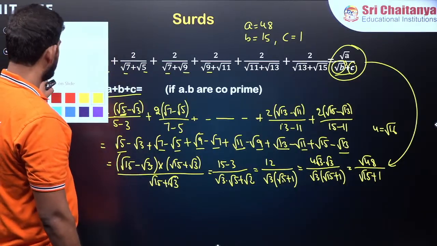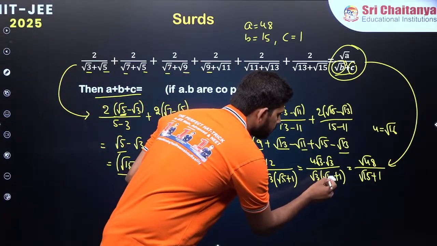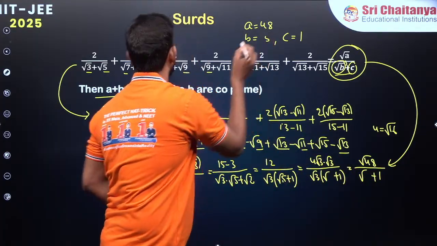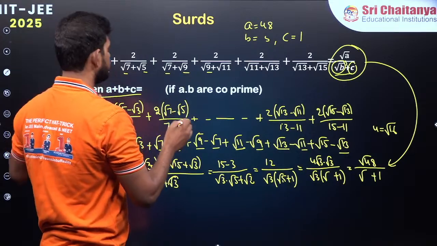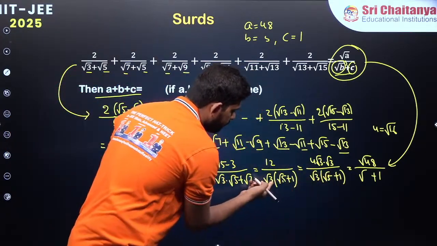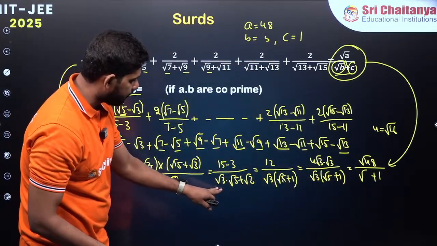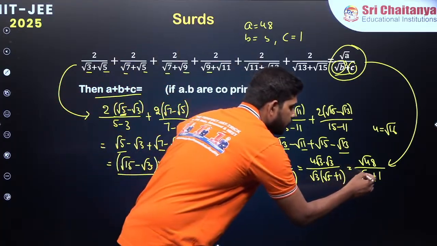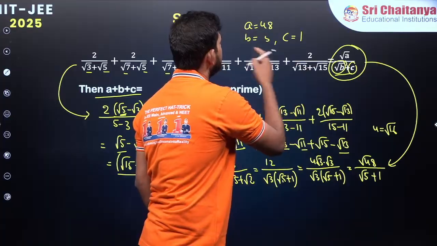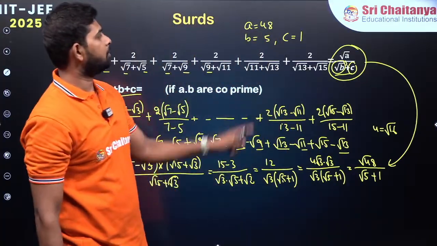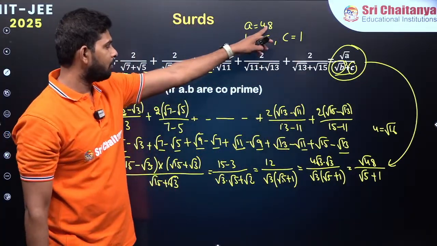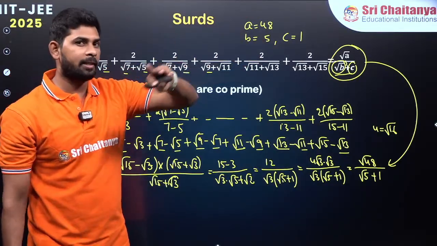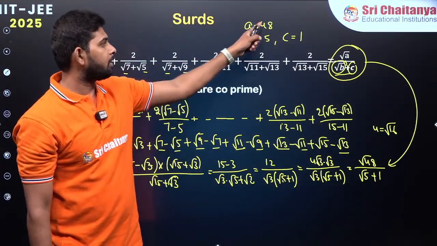Sorry, one small mistake here. This is not root 15, this is only 5. Okay? Because we have taken root 15, if I am writing root 3 into root 5, root 3 we have taken common. So that is going to be root 5 here. Root 5 we are left with, and this one here, this is 5, because B is equal to 5. Now you can see 5 and 48 are co-prime here, because their highest common factor is 1 only. So that is why they are co-prime now.